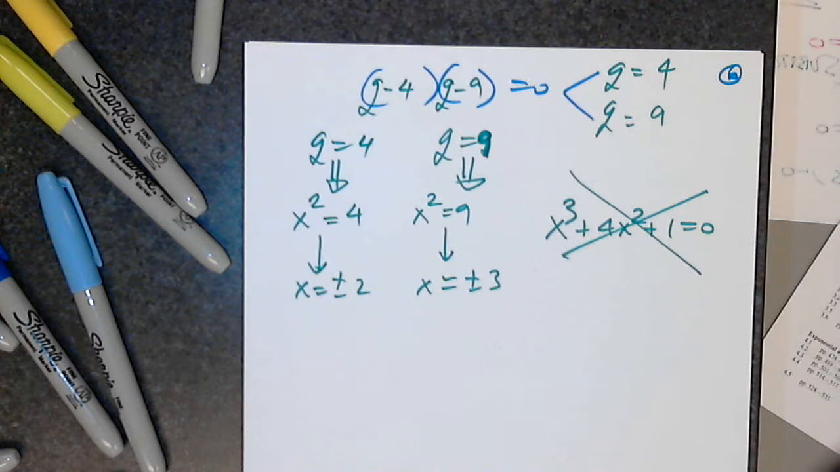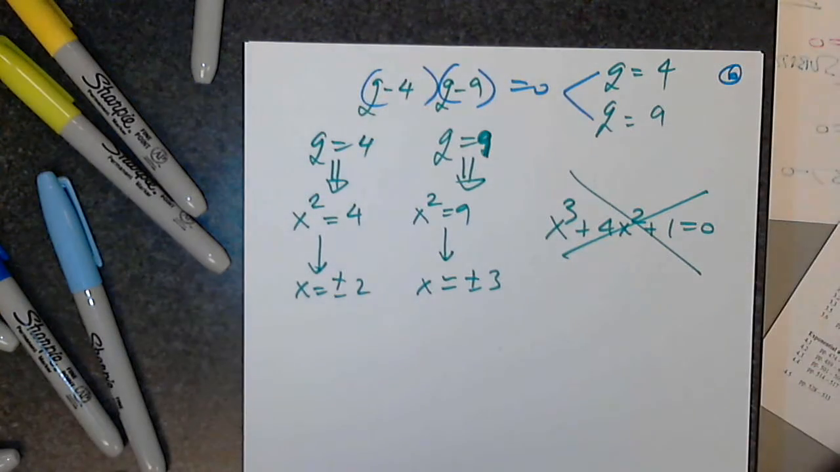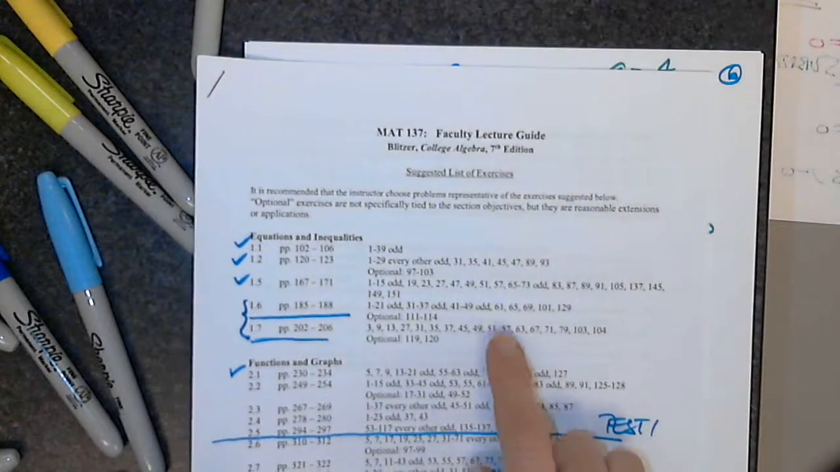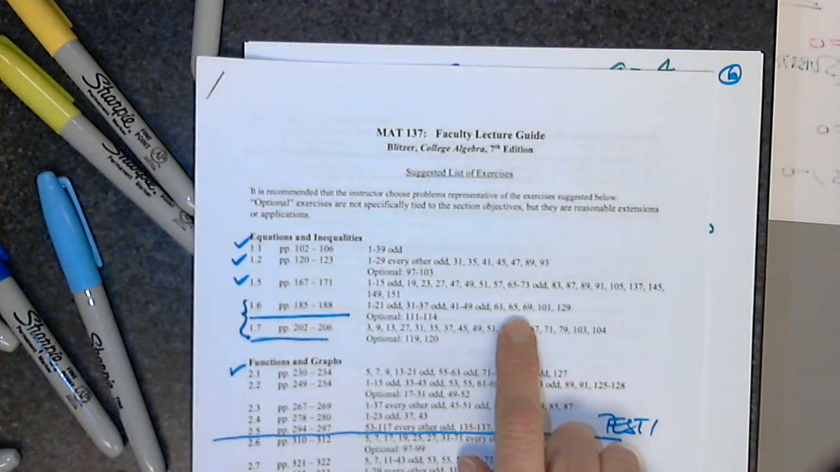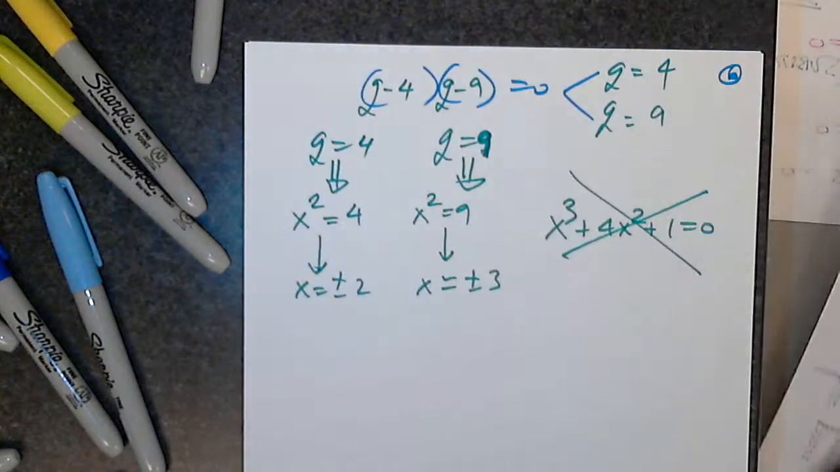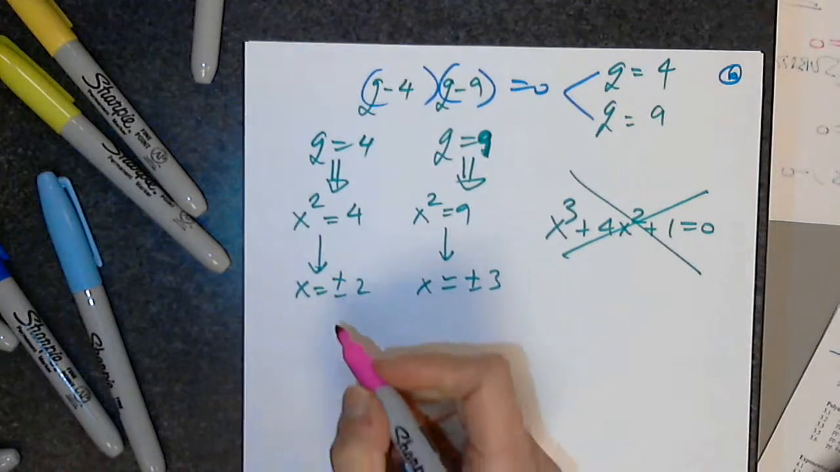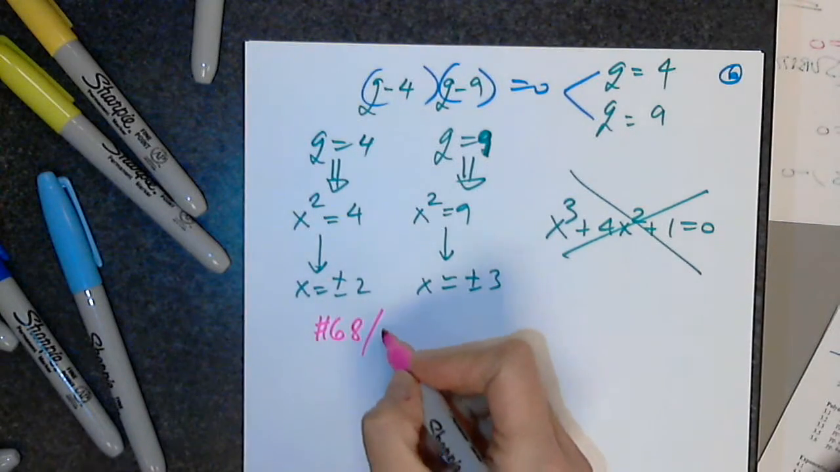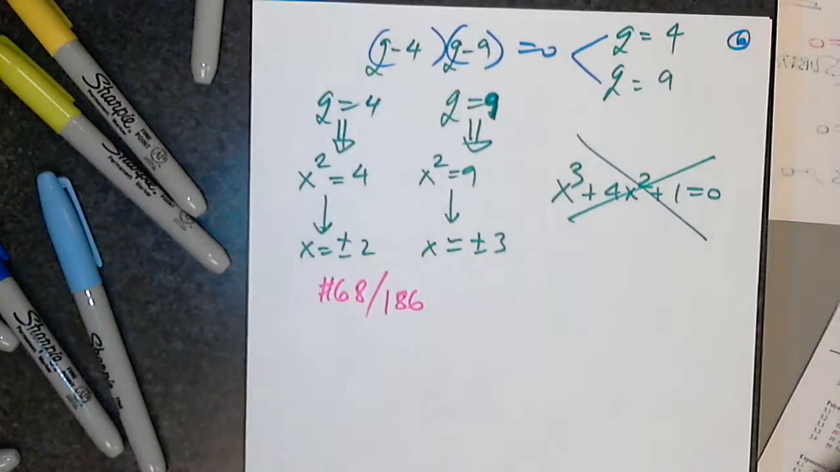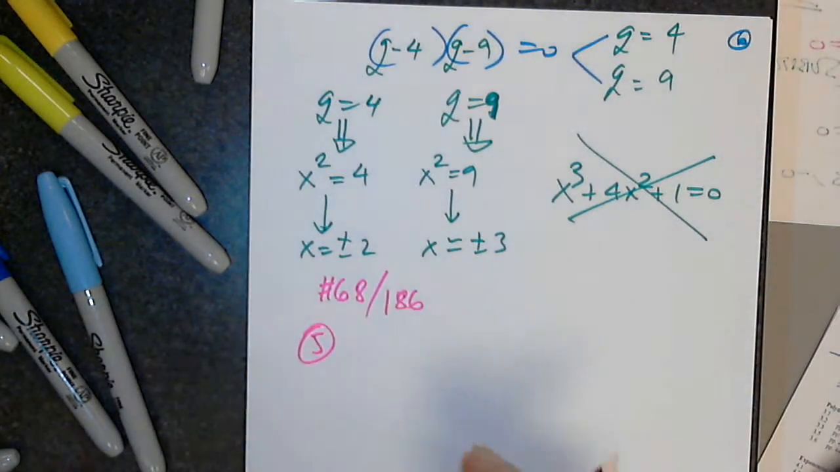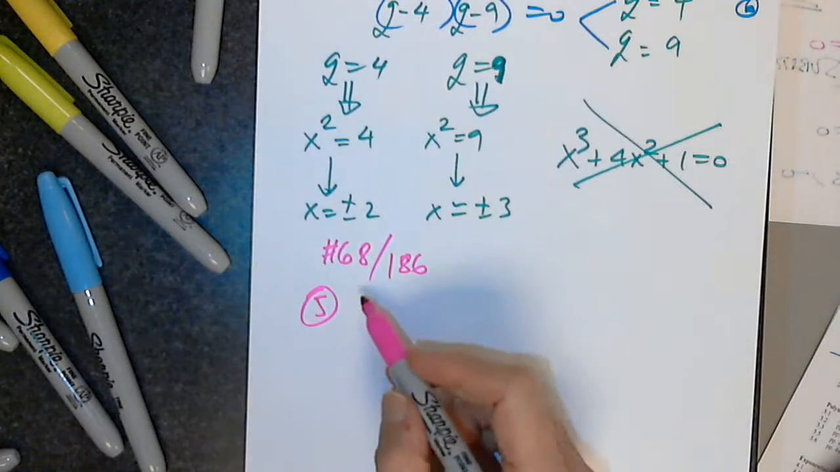Okay, we have two more to look at. Absolute value. The absolute value equations that were chosen by my department, and please choose 61, 65, 69. These are the three that they recommend. So choose one around that area on page 186. Which one? 68 on page 186. Okay. Absolute value equations.